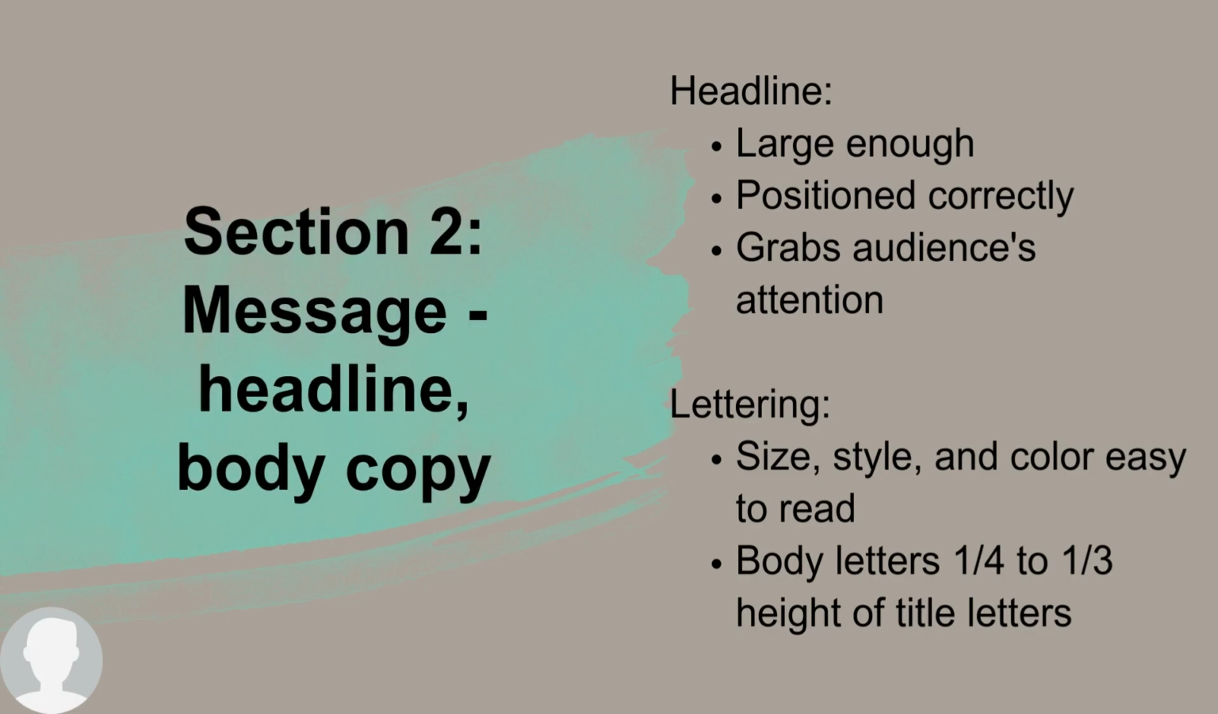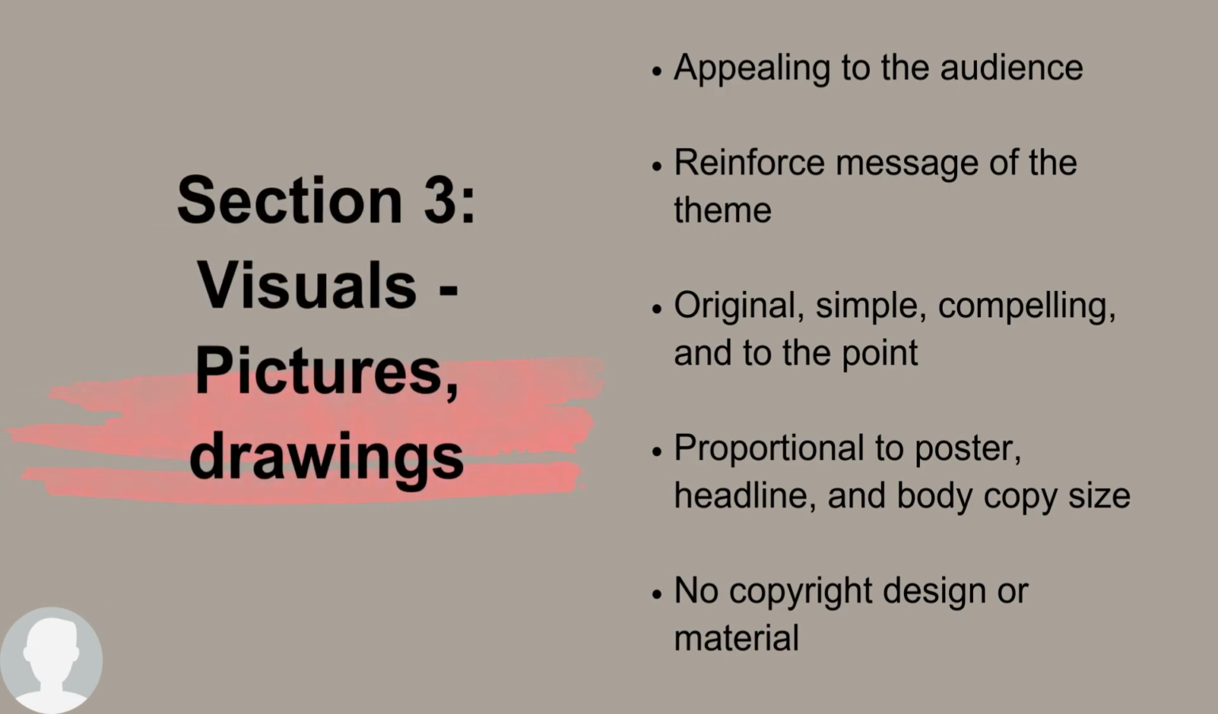Then the judges will move on and look at the headline and the lettering. So looking at the headline, is it large enough? Is it positioned correctly? Does it grab the audience's attention? And then they're going to move on to the lettering size and style and color. Is everything easy to read with it? And then, as a rule of thumb, the body letters should be a fourth to a third of the height of the title letters. Moving on, let's look at section 3, the visuals.